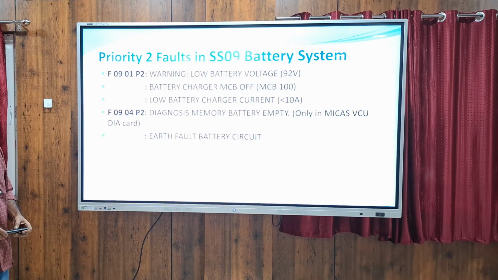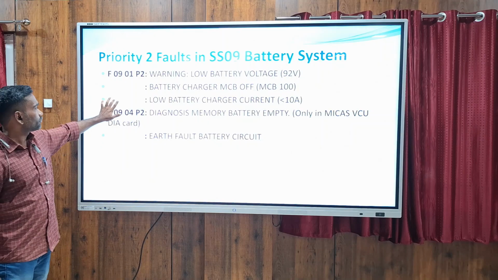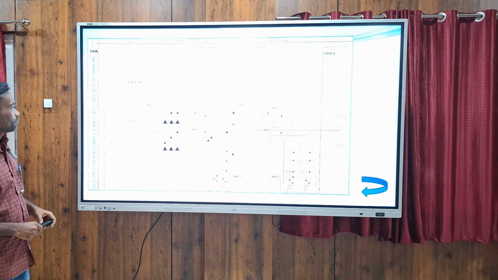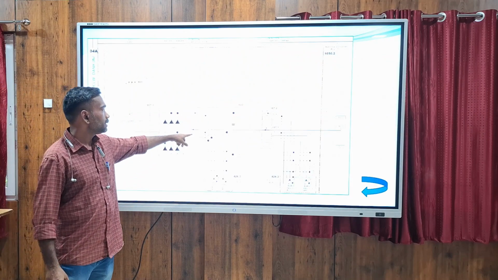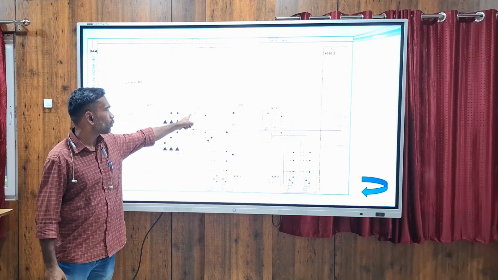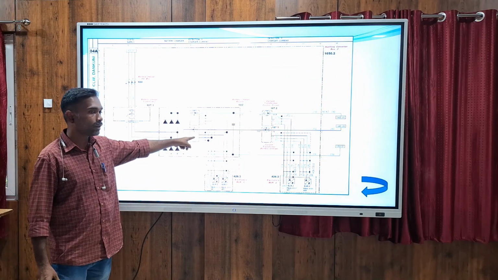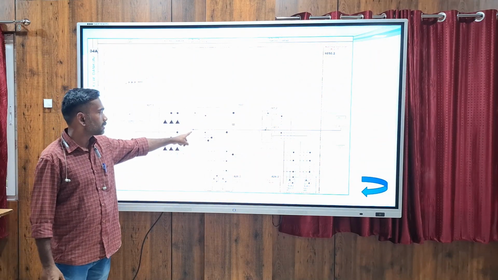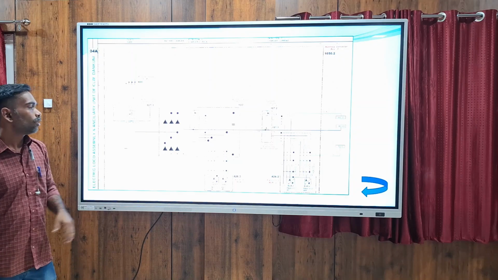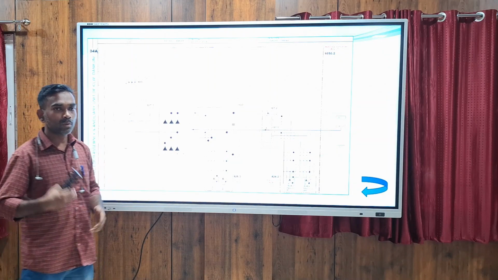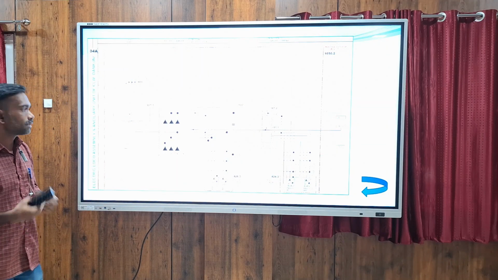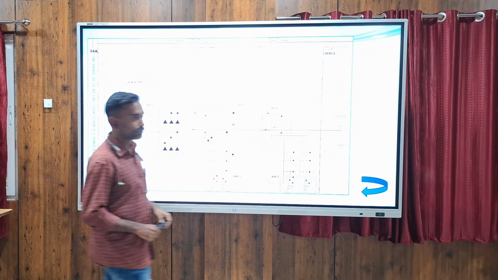Then low battery charger current. Here two CTs are there inside the charger. One is for monitoring the battery plus load current. The other one is for battery current. So if this battery current is lower than 10 amps, it means the battery is not getting charged. In such cases, this fault will come.